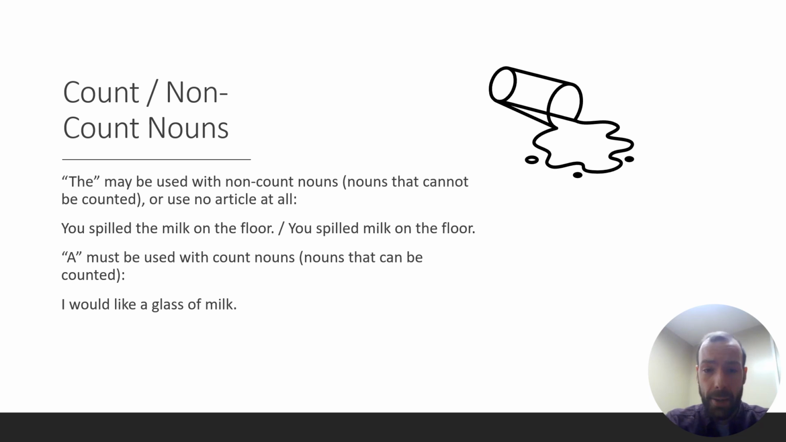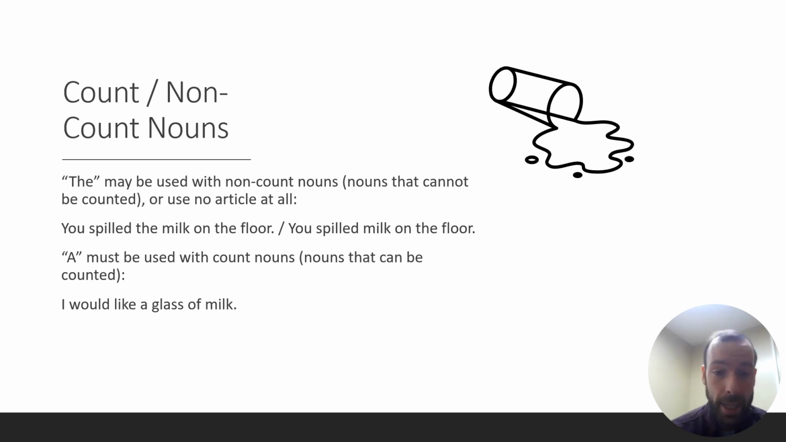So count or non-count nouns can make a difference in which article we use, and I'll explain what I mean by that. We may use the article the with non-count nouns. These are nouns that cannot be counted or easily quantified with numbers, or else we don't use any article at all. So here's an example. You spilled the milk on the floor. You don't count milk. It's just a volume of liquid. So we use the article the to refer to it. You spilled the milk on the floor. However, we could just leave this article out and say you spilled milk on the floor. It would still make sense either way.